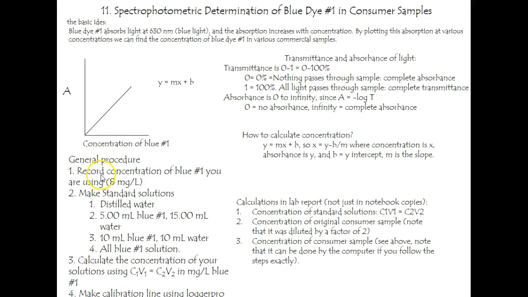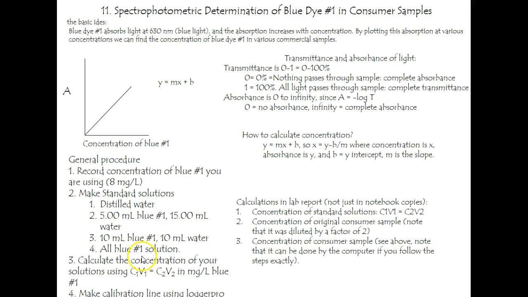Here's the general procedure. We'll create some standard samples and record their concentration and their absorbance at those concentrations. So record the concentration of blue number 1 you are using. It should be 8 milligrams per liter. Make 4 standard solutions. One is pure distilled water, no blue dye at all. The other one is 1 part blue number 1 for every 3 parts of water. That means 5 mils of blue number 1, 15 mils of water. Half and half right there.